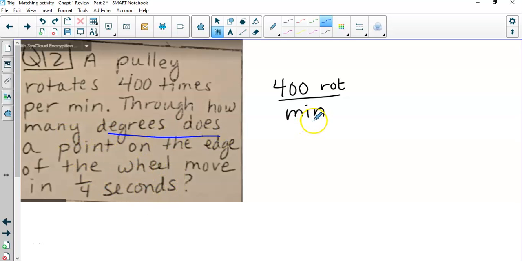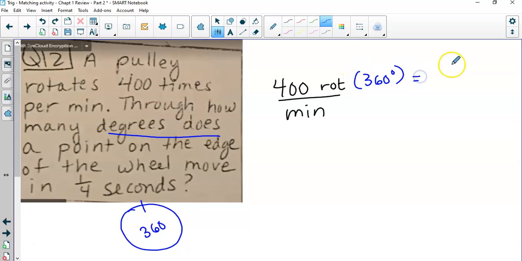Well, first of all, let's go ahead and think about how many degrees are in a full rotation. So if you think of a circle, you've got 360 degrees. So every time I rotate around once, I'm going 360. So you can add 360, 360, 360, 360, or you could just multiply right away by 360 degrees. So this tells us there are 144,000 degrees in each minute.